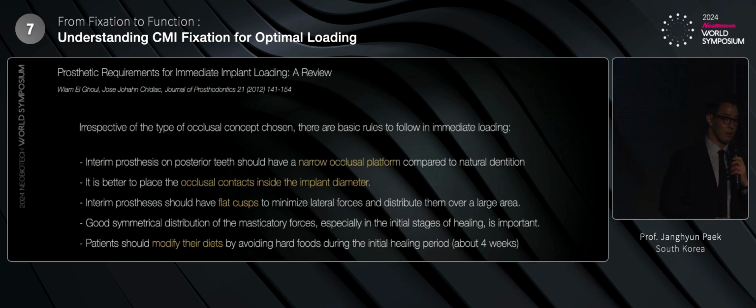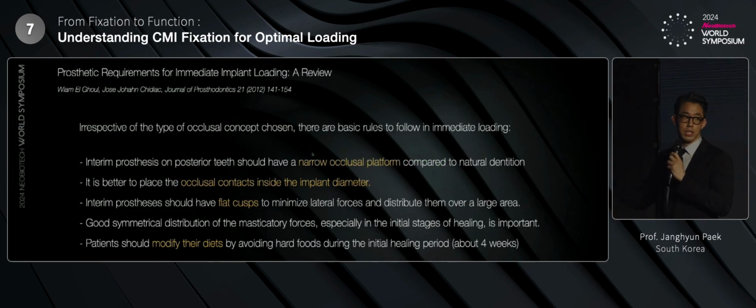This is a good article by Dr. Goh, published 2012. And in this literature, it's also saying to provide a narrow occlusal platform, and occlusal contact should be inside the implant diameter. And the provisional prosthesis should have flat cusps, and the patient should modify their diet by avoiding hard food.